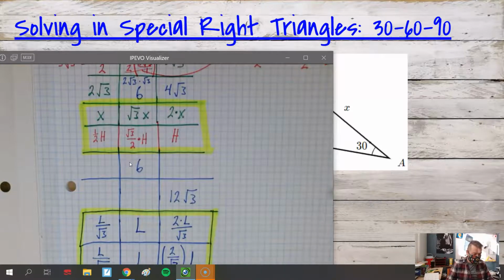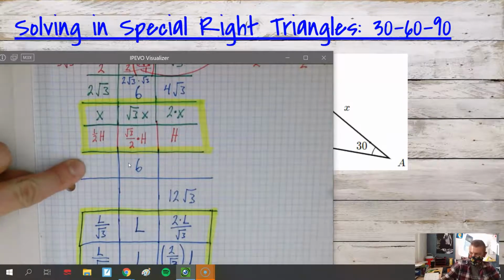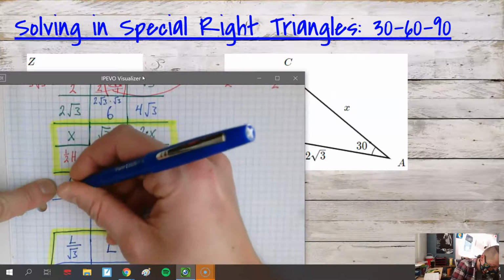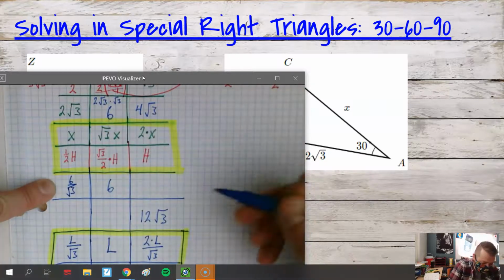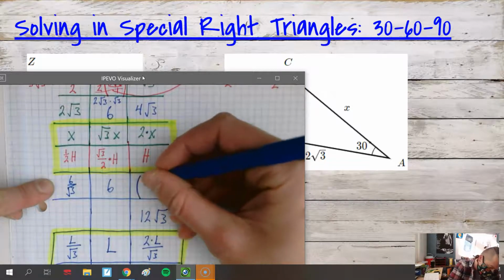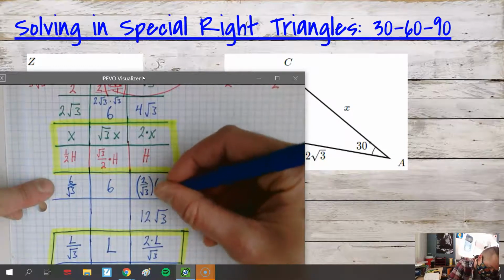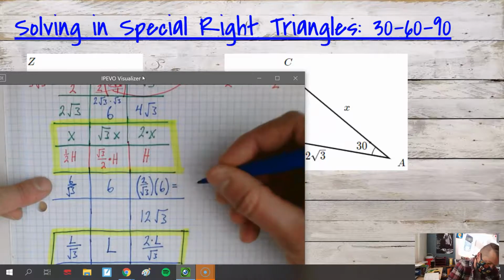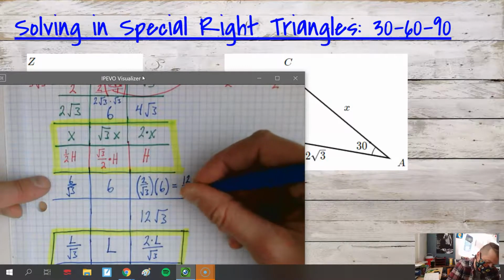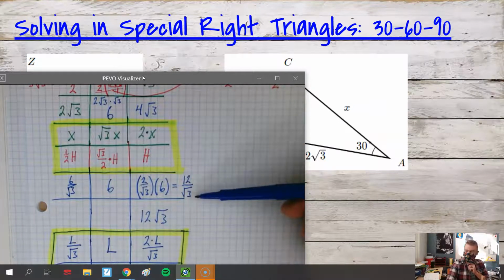Would be sweet. All right, so right here our short leg is 6 over radical 3. And that makes our long leg, we can write it like we just said we could. 2 over radical 3 times, or we could do 12 over radical 3, right?